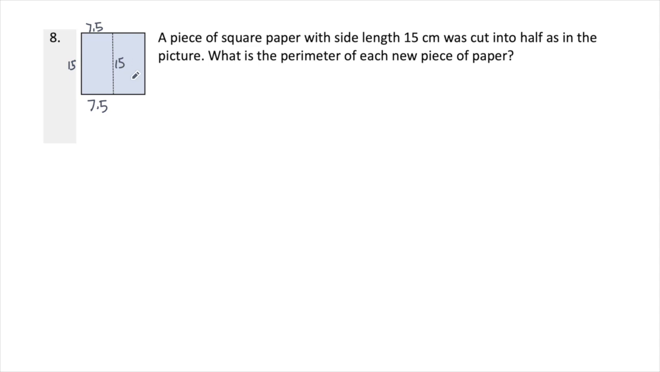To find the perimeter of each new piece of paper, we can simply add up the length of all of these sides. So 15 plus 15 plus 7.5 plus 7.5 is equal to 45. So the answer to this problem is 45 centimeters.